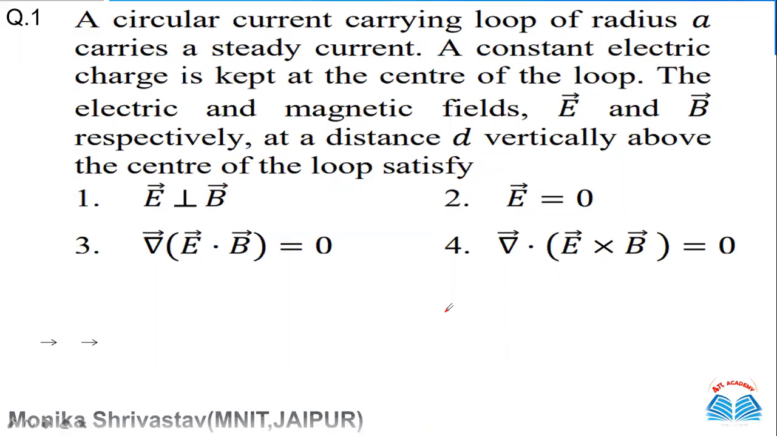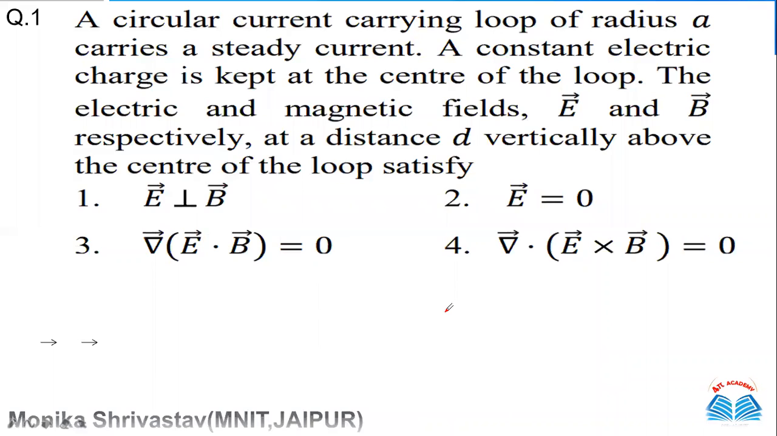Now we'll do some questions related to CSIR NET and related to all these formulas. See guys, there are many, many formulas in today's lecture. So please make your short notes so that you can read them a short time before your exam. Yes, question 1 is, a circular current carrying loop of radius A carries a steady current.